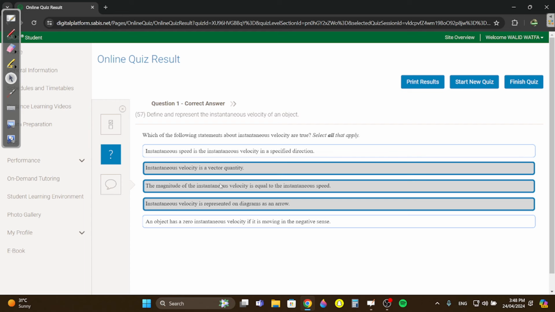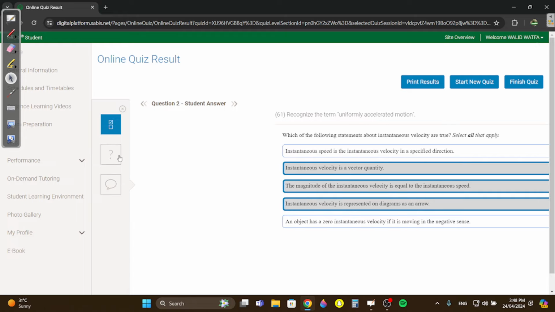Instantaneous velocity is represented as an arrow. Since it's a vector, it always has an arrow. Is instantaneous speed the instantaneous velocity in a specified direction? If they said instantaneous velocity is the instantaneous speed but with a direction, then it would be correct. But here they're saying instantaneous speed in a specified direction. We know speed is scalar, so it doesn't have a direction, so this is wrong. Speed isn't a vector, so it doesn't have a direction. An object has zero instantaneous velocity if it's moving? No. If it's moving, then it's not zero.